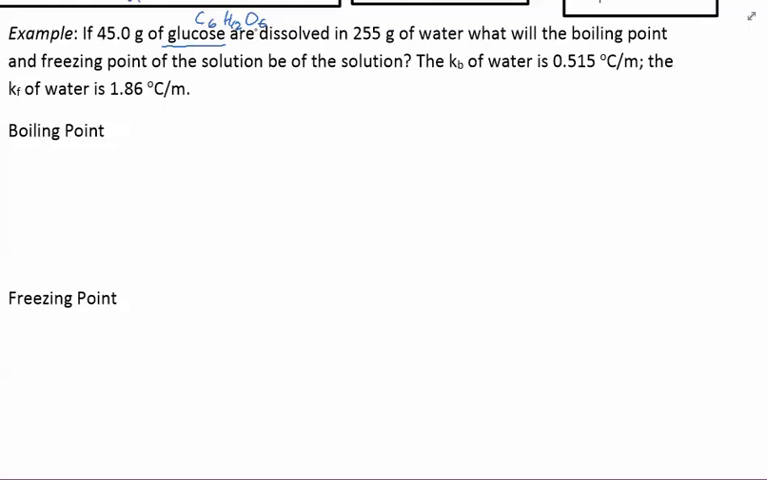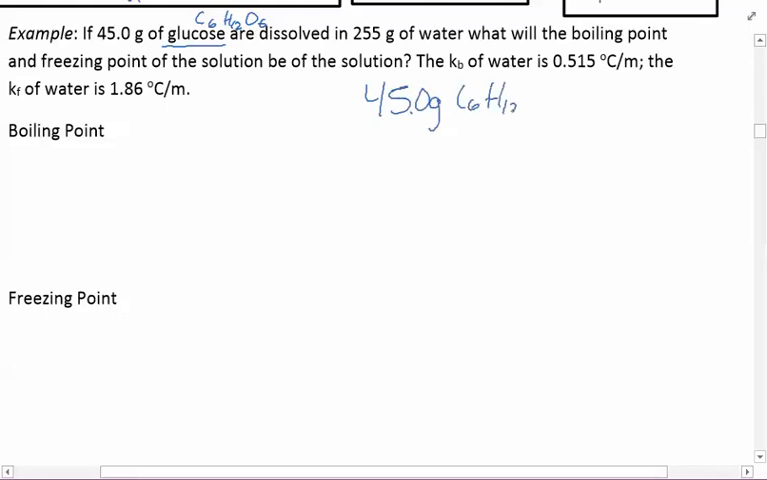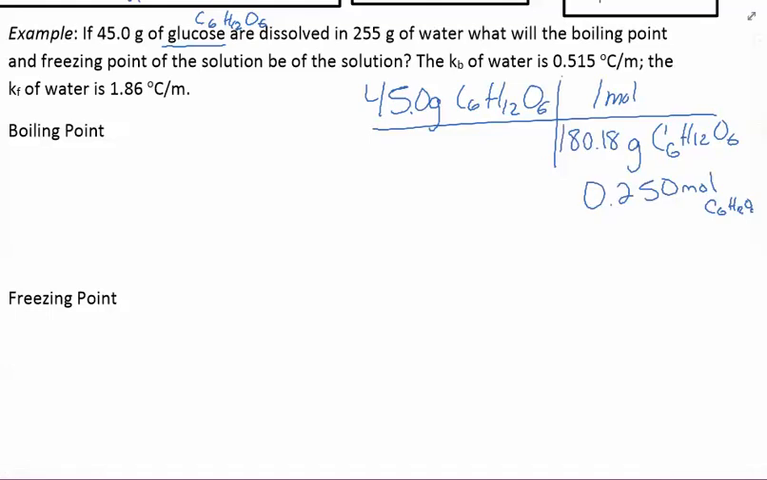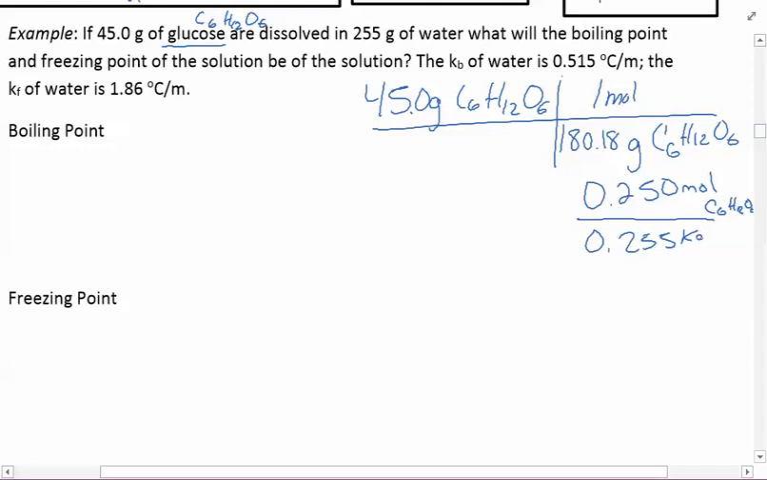The first thing we have to do for both of these problems is calculate the molality of the solution. So we have the mass of glucose in grams and the mass of water in grams. We have to convert our 45 grams of glucose to moles, which we know how to do from mole conversions. So 1 mole of C6H12O6 has a molar mass that we can calculate from the periodic table. We have a molar mass of 180.18. We end up with 0.250 moles of our glucose. Then we just have to convert our grams of water to kilograms. There's 1,000 grams in a kilogram, so we're going to divide that by 1,000. So we're going to end up with 0.255 kilograms so that we can figure out what the molality of our solution is.